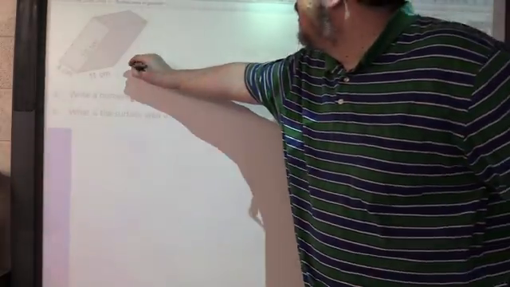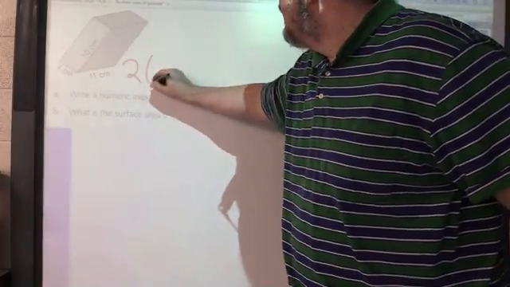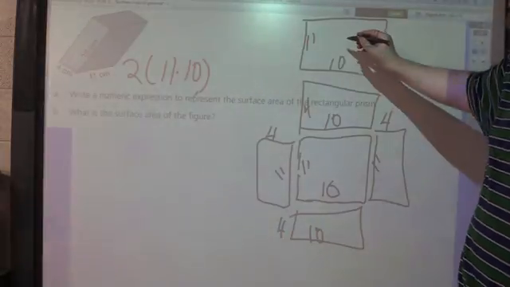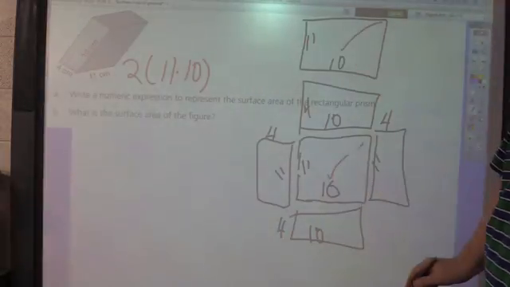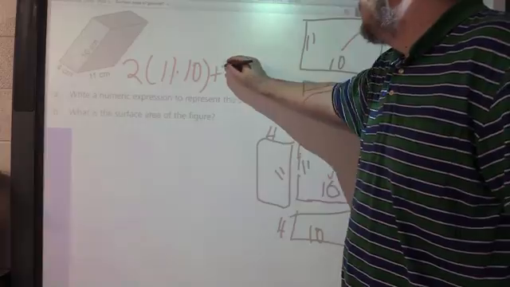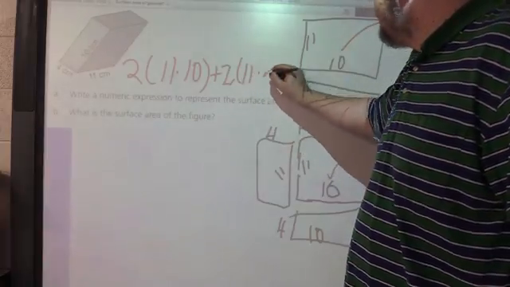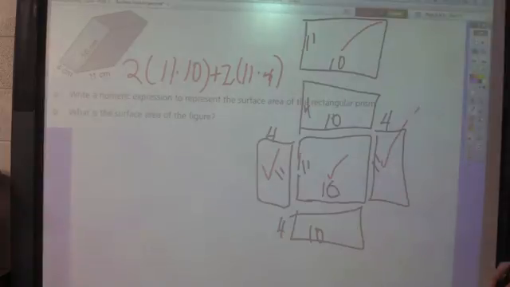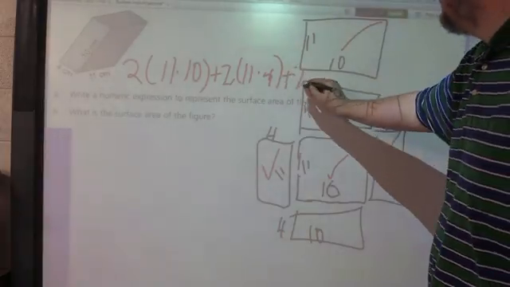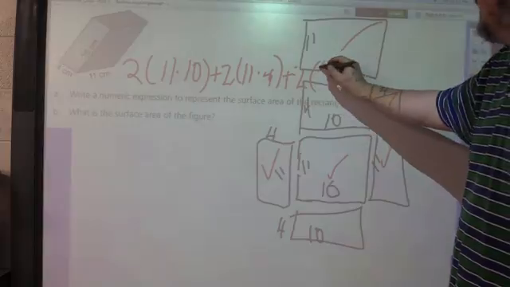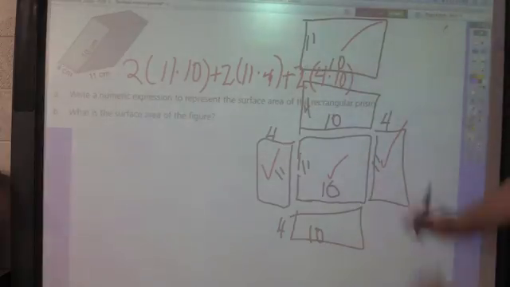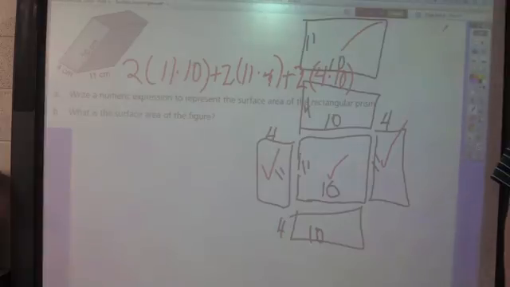So what I'm going to say here is, since I have two that are 11 times 10, I can write it like that. So that's got this one and this one taken care of. Plus 2 times 11 times 4. And that's got this one and this one taken care of. Plus 2 times 4 times 10. So here I have a numeric expression that represents the surface area of that rectangular prism.